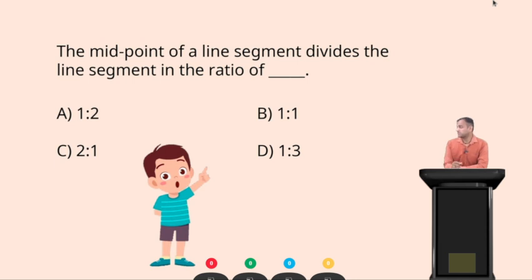So what is the correct answer? Yes, very good. This is 1 comma 1. It means the midpoint of a line segment divides the line segment in the ratio of 1:1.